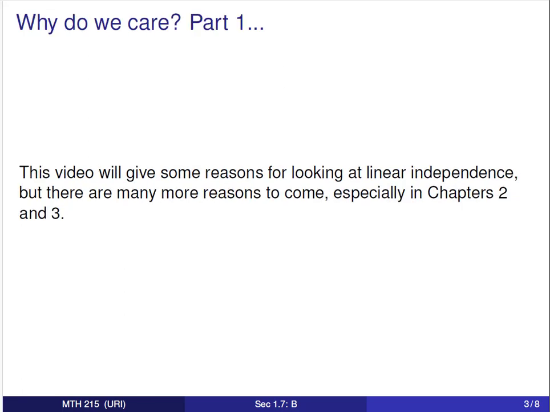We're going to be giving you a couple reasons why looking at linear independence is interesting to us. We'll give a couple today, but there are many, many more reasons to come, especially as we get into ideas from Chapter 2 and Chapter 3. In particular, as you look at what we call the invertible matrix theorem, you'll see a lot of these same ideas come to the forefront again.